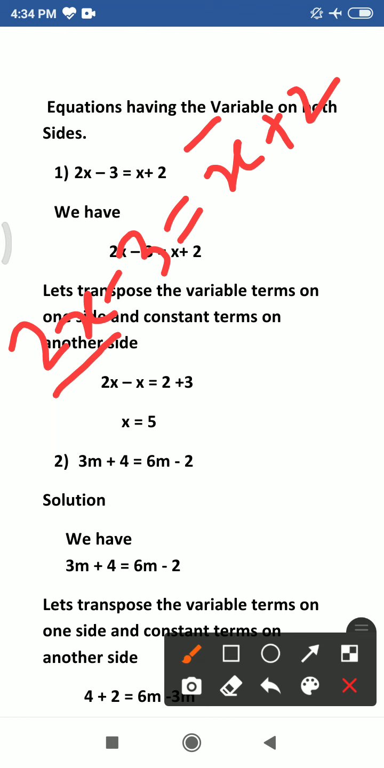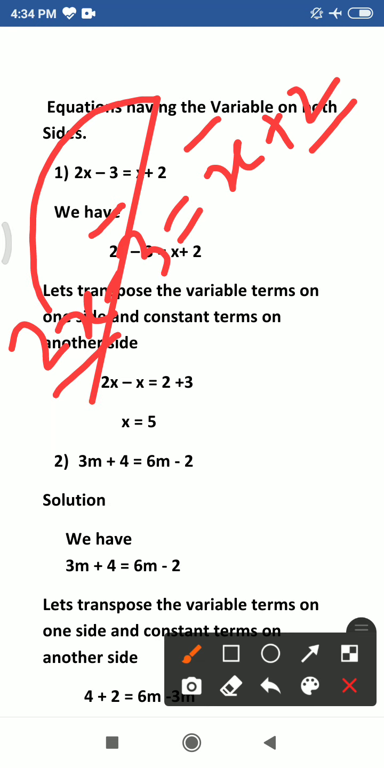In simple words, you can say numbers and letters involved. And the others are minus 3 and plus 2. These are the constant terms, which involve only numbers. So as we have seen, we have to take the variable terms to one side and the constant terms to the other side. So I will collect this 2x and x together.